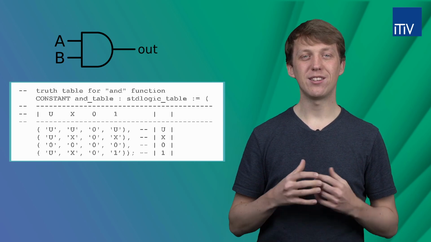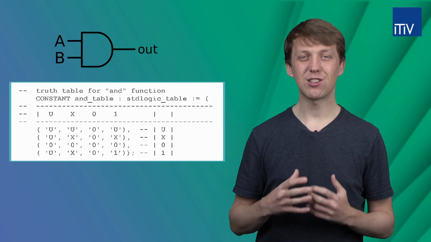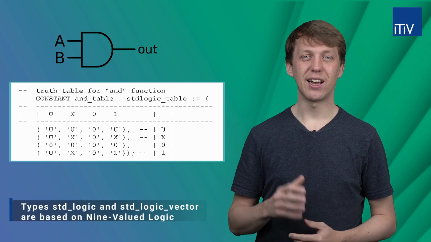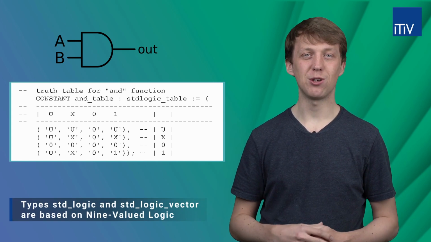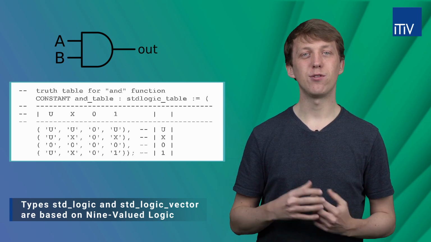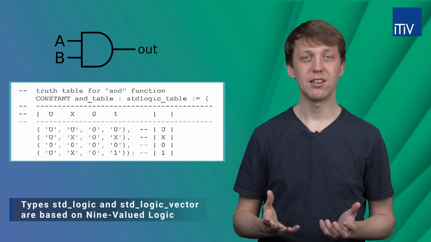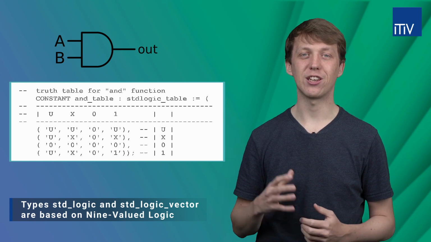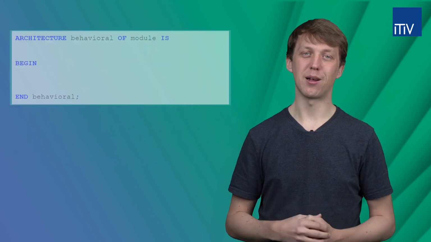Now we know that there is the 9-valued logic in VHDL, but which signal types are based on this? The answer is STD logic. This will be one of the main types we use in this tutorial. Additionally, if you want to model multi-bit signals such as a bus, VHDL offers a signal type called STD logic vector. Let's move on to a simple example.